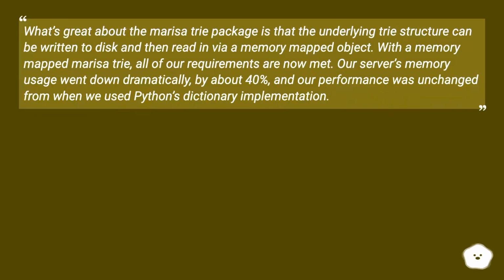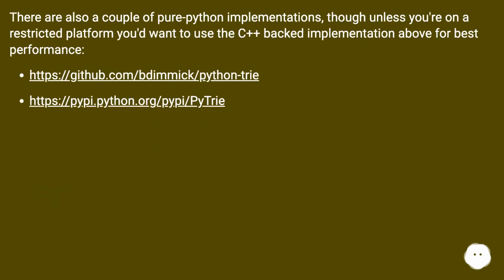What's great about the marisa-trie package is that the underlying trie structure can be written to disk and then read in via a memory mapped object. With a memory mapped Marisa trie, all of our requirements are now met. Our server's memory usage went down dramatically, by about 40%, and our performance was unchanged from when we used Python's dictionary implementation. There are also a couple of pure Python implementations, though unless you're on a restricted platform you'd want to use the C++ backed implementation above for best performance. This URL.